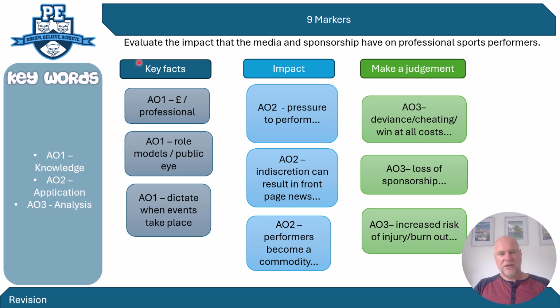So that's a nice simple 9-marker, and when we break these 9-markers down, I want to break them into the AO1, the key facts. And this question is about the impact, so we've got to look at it as impact, and then always finish off with a judgment. Is it good? Is it bad?